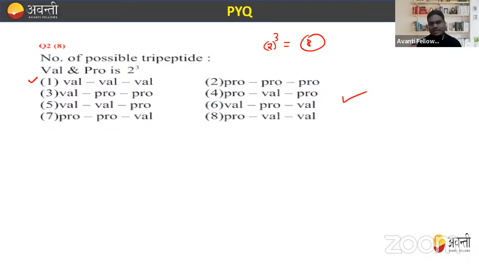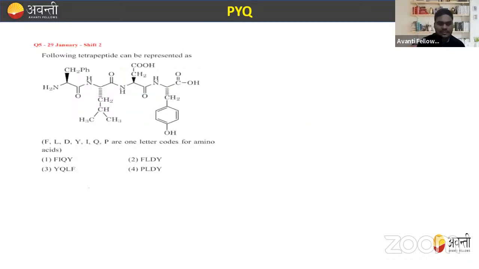8 possibilities are there. So number of tripeptide. Why do we multiply 2 with 3? Because here the number of bonds in a tripeptide is 2. So just multiply 2 by 3, and between two amino acids only, that's why 2 multiplying 3, 2 raised to the power 3. So we can get 8 as the correct answer, right? I hope it is clear to you. No issue in this, right?